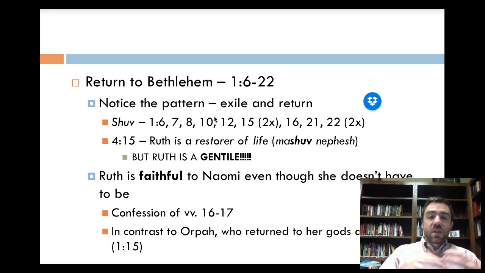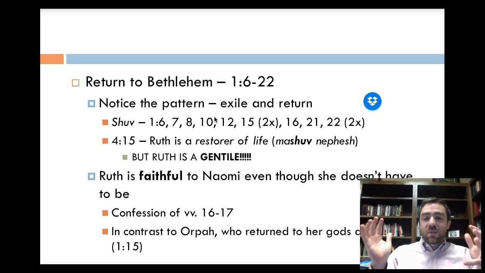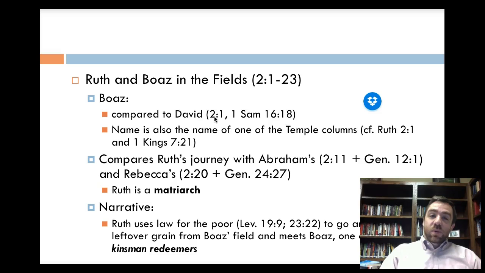And then in chapter 4:15, Ruth is Mashuv Nefesh. She is a returner of life. But she's a Gentile. I mean, this is the fascinating thing about this book, is that this whole thing, exile and return, is predicated on a Gentile. So Ruth is faithful. She exhibits faithfulness here, even though she doesn't have to be. She confesses, your God will be my God, in contrast to Orpah, who decides to go back to her own land and to her own gods, is the implication. It really is a beautiful book.